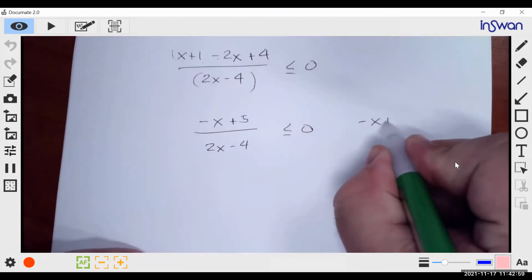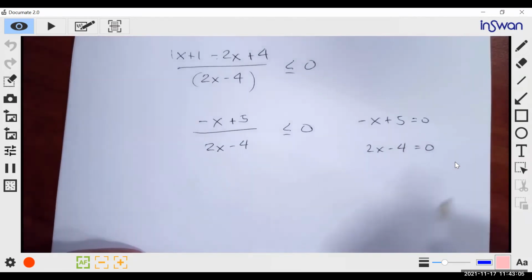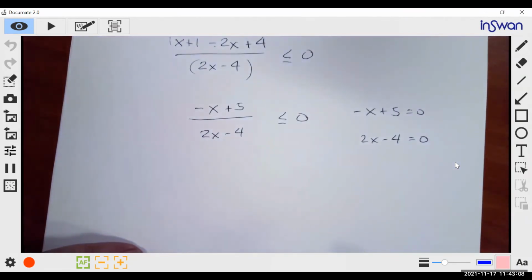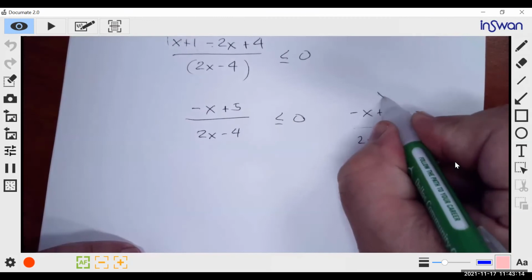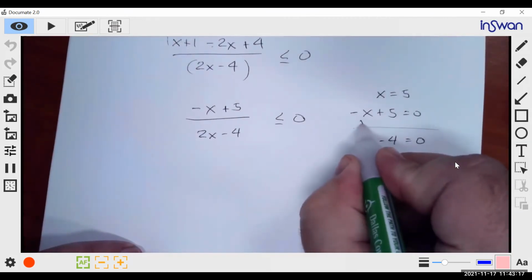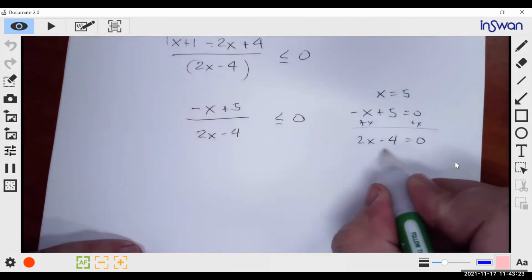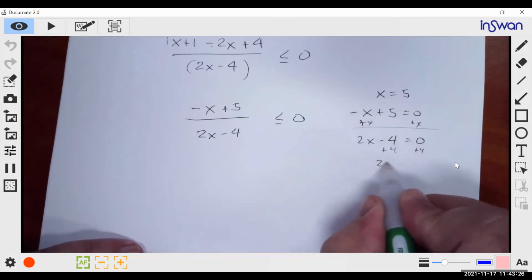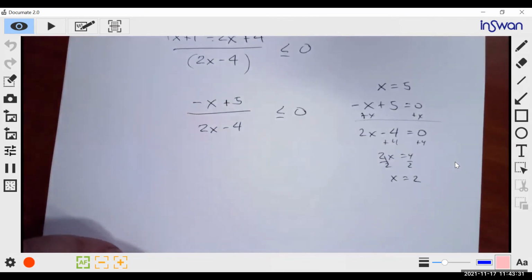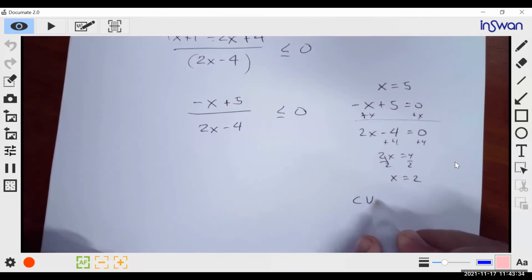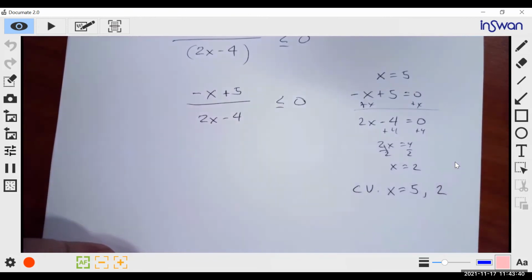We have to set both the top and the bottom equal to 0. So the top's going to say x equals 5, because I add x to both sides. x equals 5. For the bottom, add 4, then divide by 2, x equals 2. So my critical values are x equals 5 and x equals 2.